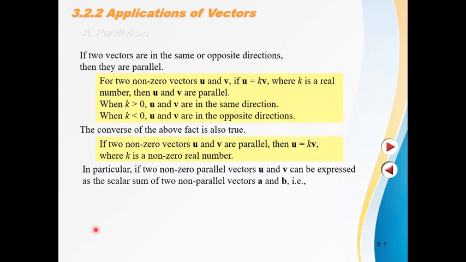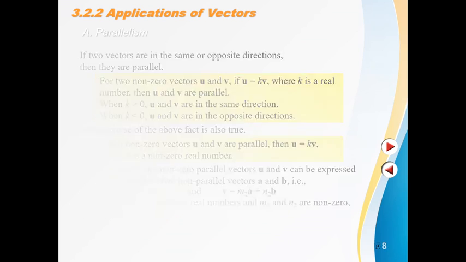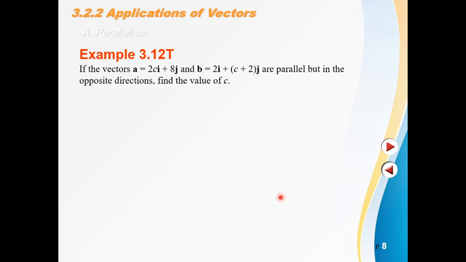Okay. So the converse of the above fact is true. If two non-zero vectors u and v are parallel, then u is equal to kv, where k is a non-zero real number. So okay, we have this. If u is a vector defined as this and v is a vector defined as that, and we have that m1, m2, n1, n2 are real numbers, that is scalars and are non-zero, we will conclude that m1 divided by m2 must give you n1 divided by n2. That is for parallelism to hold.